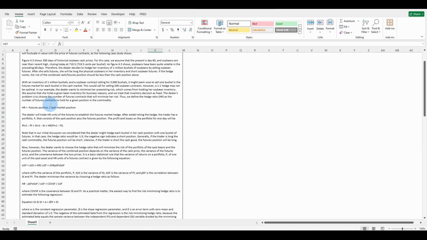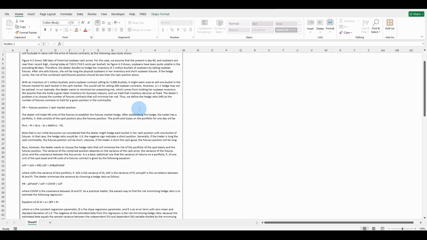Thus, we define the hedge ratio as the number of futures contracts to hold for a given position in the commodity. We have HR, hedge ratio, equals negative futures position divided by cash market position. The dealer will trade HR units of the futures to establish the futures market hedge.